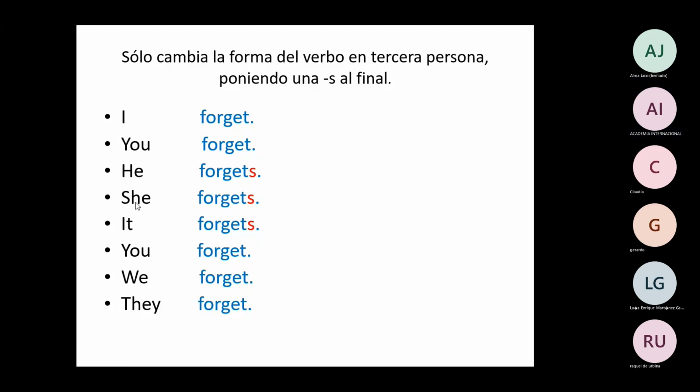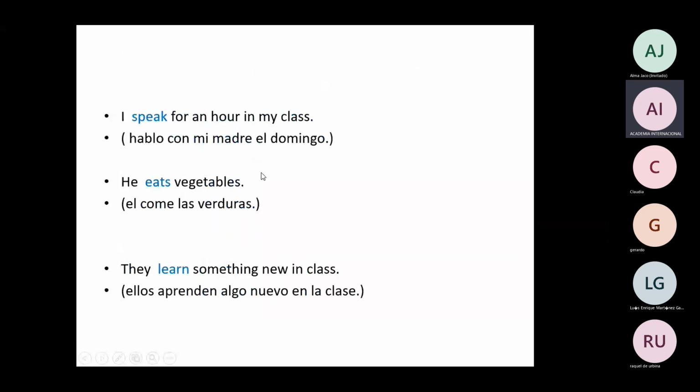¿Ok? Solo eso nada más. Por ejemplo, aquí tenemos uno. He eats vegetables. Esa es la forma correcta, porque si solo digo he eat vegetables, that sentence makes sense. However, that is grammatically incorrect, okay? That's why we have to add a letter S at the end of the verb. Por eso debemos usar una S al final del verbo.